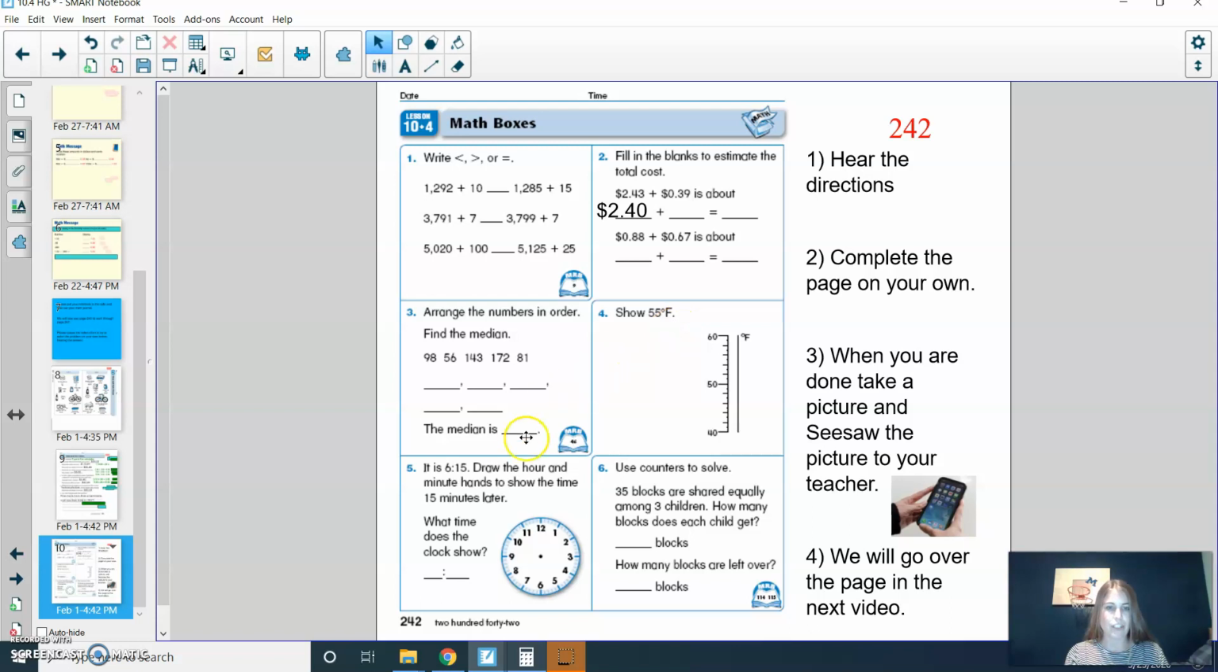Show 55 degrees. It is 6:15. Draw the hour and minute hands to show 15 minutes later. If you have 35 blocks, you're sharing those equally among 3 children. How many does each person get and how many are left over?